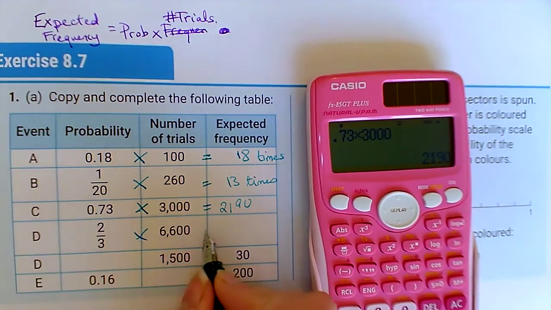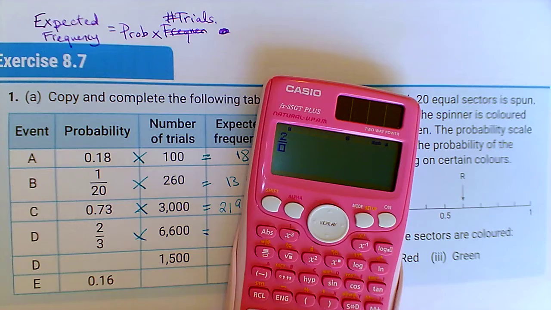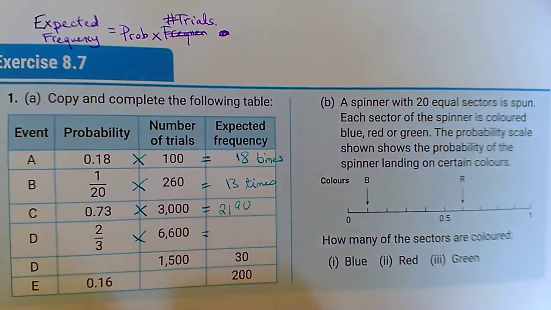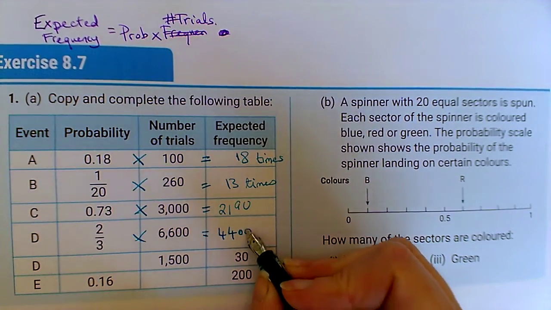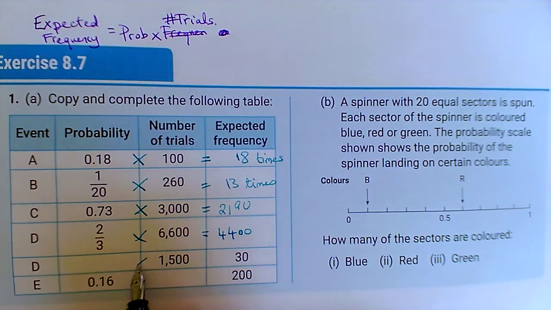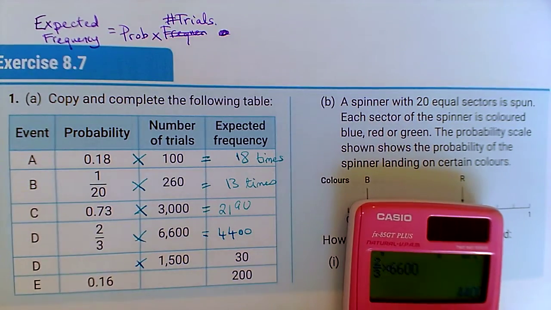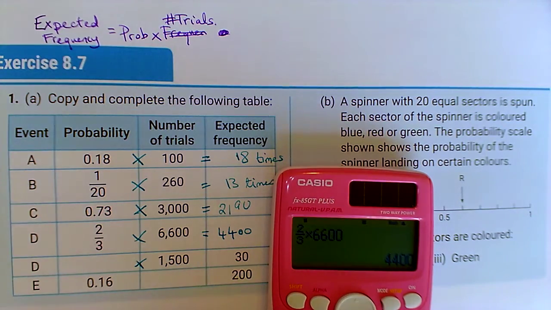Again, this one, 2/3 of 6600, and that gives us 4400. Divide by 3 and you multiply by 2 if you're doing it without a calculator. Now, that's fine, but now we're stuck, right? Something multiplied by 1500 will give me 30. So how do I work out what that fraction was?